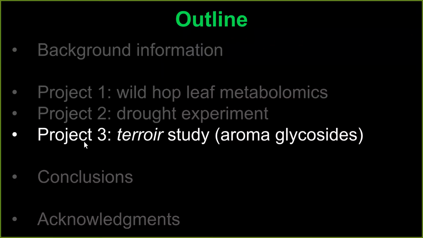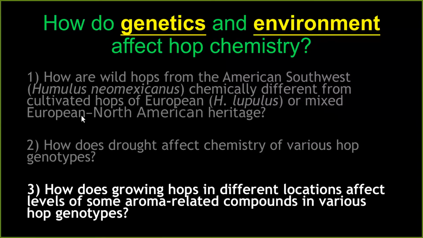So with that, I'll turn to the third project, the Terroir study on a class of compounds called Aromaglycosides. So again, we return to our question of genetics and environment and how they affect hop chemistry. And in this particular project, we're growing hops in different locations that have different environments. We also grew multiple genotypes, like we did in the drought study. So we're testing both of these factors and their effects on hop chemistry. In this particular study, we're using hop cones instead of leaves.